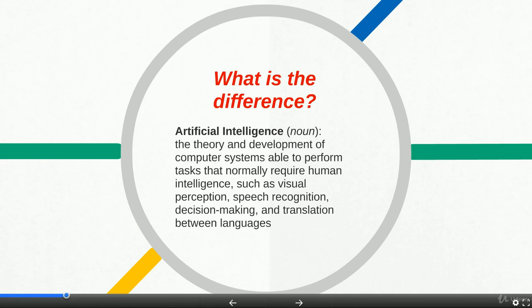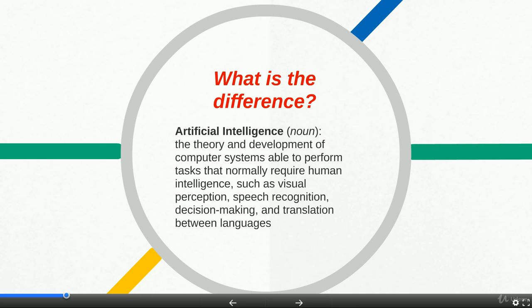This is the definition that Google provides. Artificial intelligence is simply the theory and development of computer systems that are able to perform tasks that normally require human intelligence. So these tasks include things such as visual perception, speech recognition, decision-making, translation. All of these tasks are normally performed by humans, but notice that the definition does not require a means of accomplishing those tasks. So regardless of how we do visual perception, or regardless of how we do speech recognition, we're still going to be using artificial intelligence as long as it's done on a computer system.